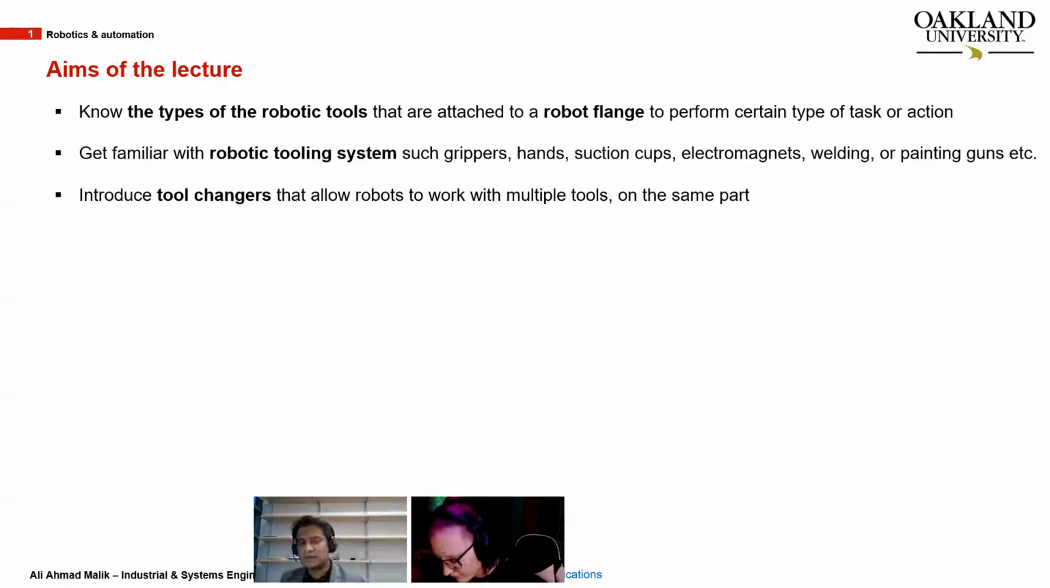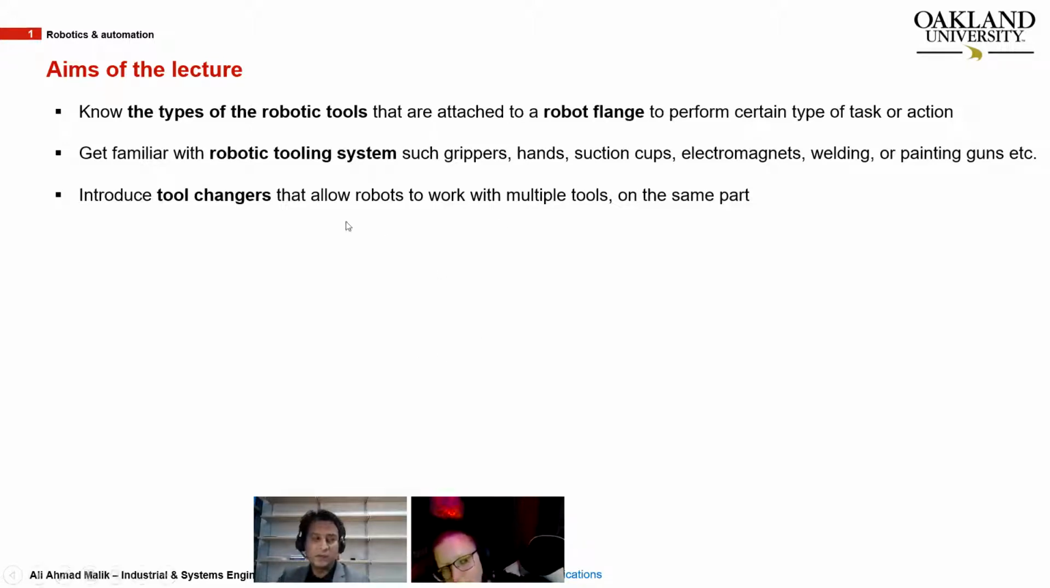Introduce tool changing systems that allow flexible use of different types of tools. Plus, we will also go through feeding systems. If you have put a gripper at the flange of the robot, the robot still needs to know where the component that needs to be picked is placed. Presenting the components or parts to the robot is called feeding in robotic language.